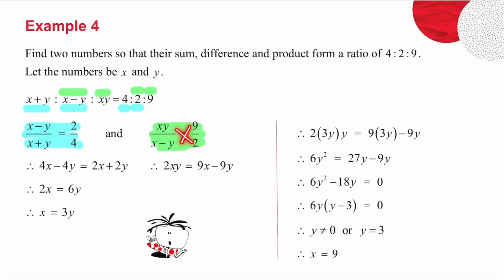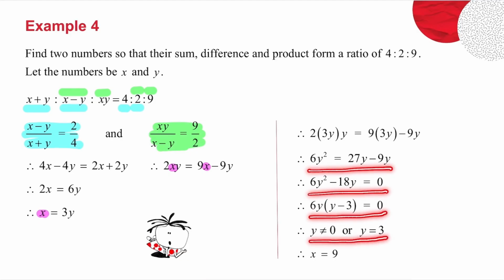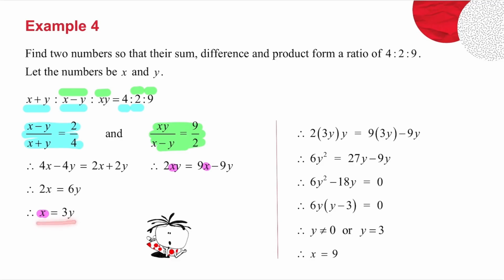Again, I cross multiply. Now, this x here and these x's are exactly the same. So in place of these x's here, I put 3y. So this equation becomes that. I then multiply, set up my quadratic, factorize, and I get my two values for y. Have a look. If y is equal to 0, then x is going to be equal to 3 times 0, which is 0. So then my numbers are 0 and 0.